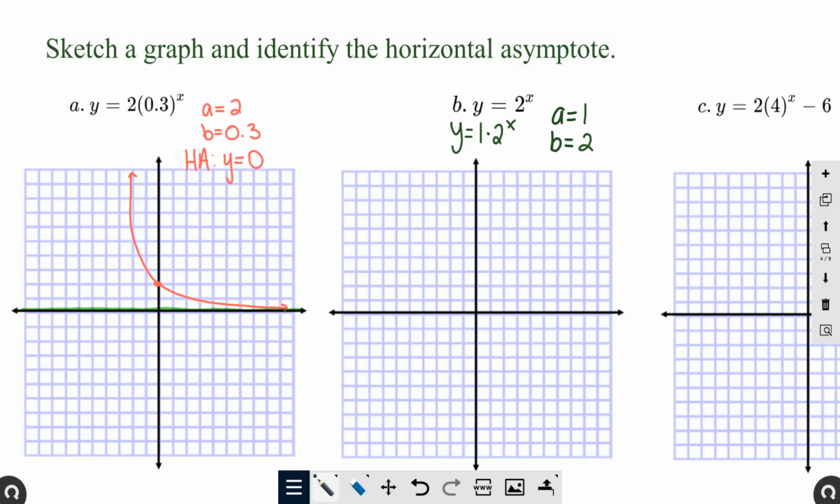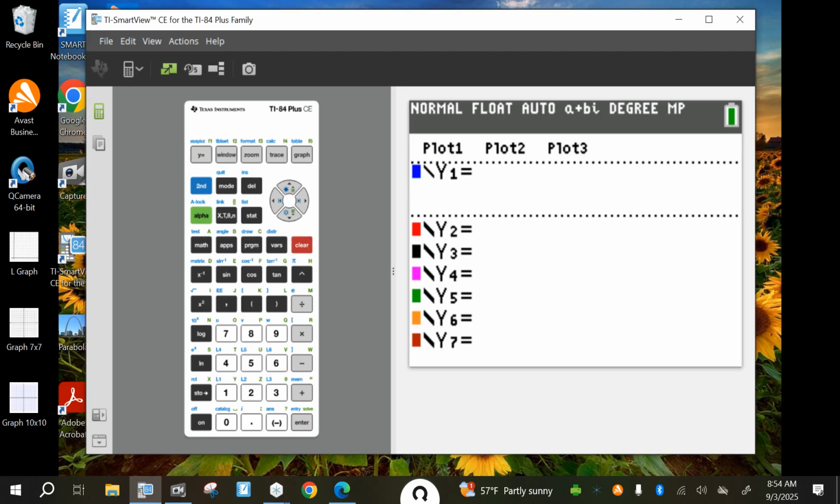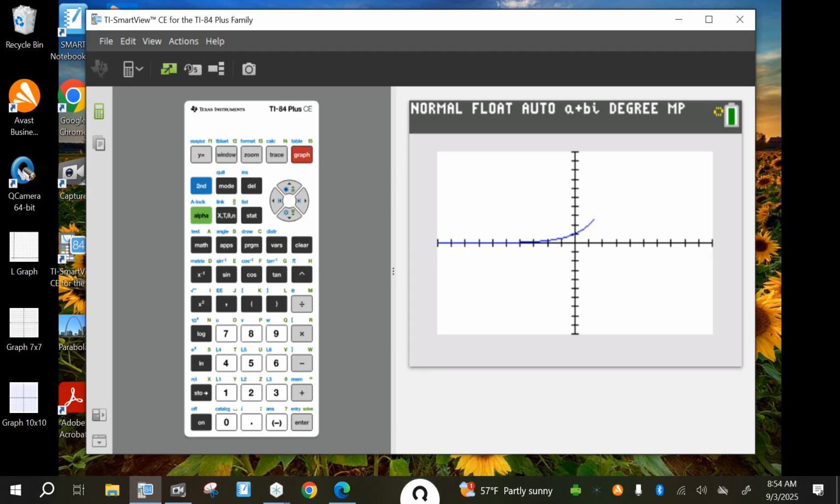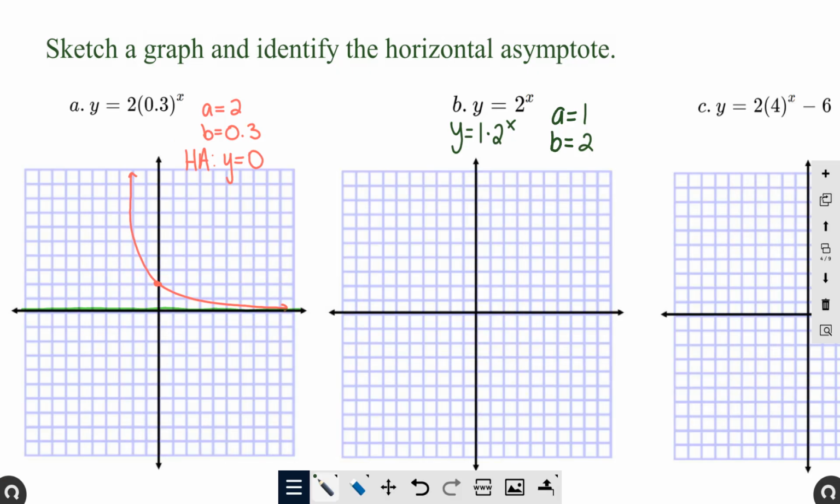And we could do the same thing on our calculator. We could go back over here, go to y equals, and graph 2 to the x. And what do you notice about that graph? It's a growth, and also what else? It crosses at the 1. So the 1 is coming from this number at the beginning. And the 2 is telling us that we have a growth.